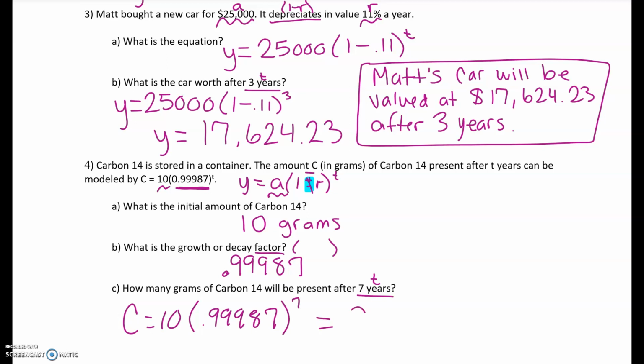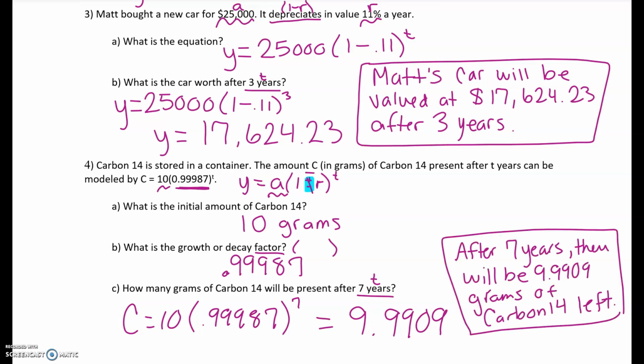Okay. When we do this, we're going to get 9.9909. Okay. And please remember, this is grams, so go ahead and write a sentence and make sure you use grams. All right, so after 7 years, there will be 9.9909 grams of carbon-14 left.